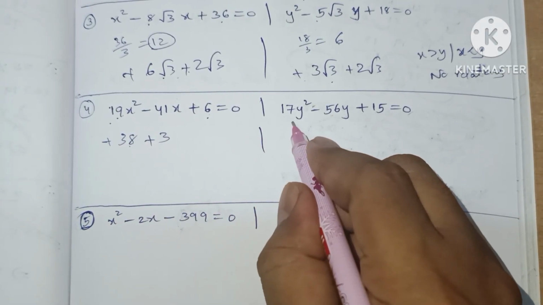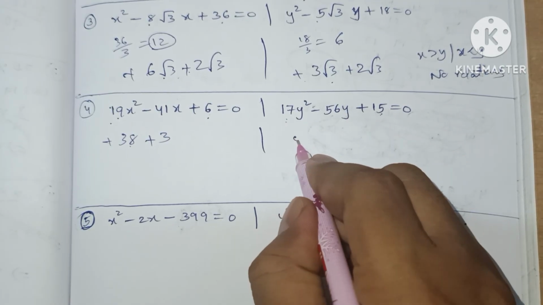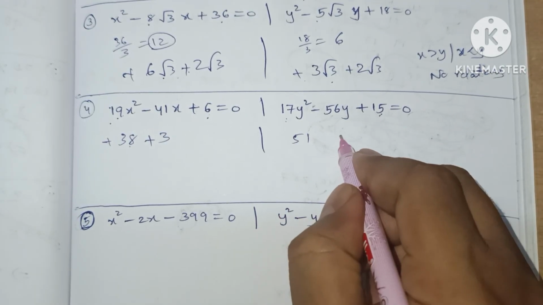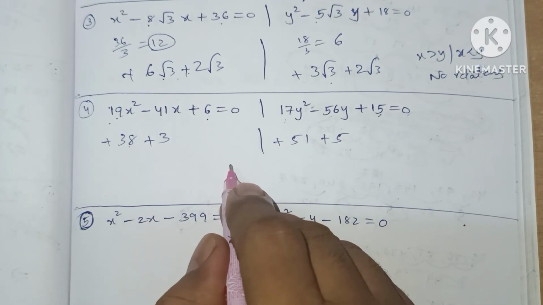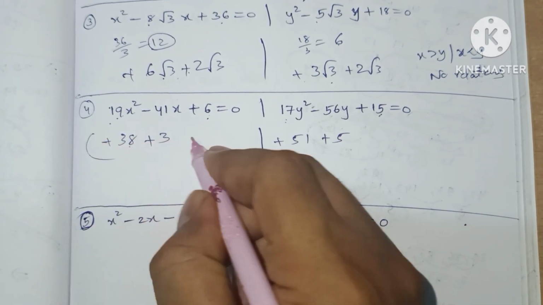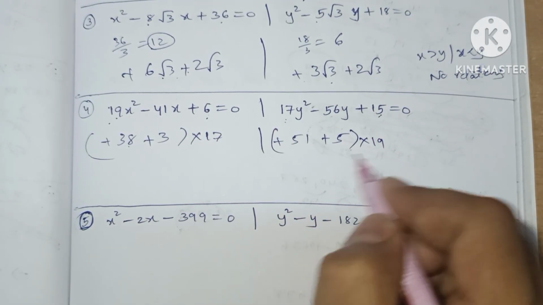Here it is 17 15 times. Let's take 17 3 times, which will be 51, and we are left with 5, and the roots are positive. Now to make the bases equal, we multiply this with 17, this with 19.